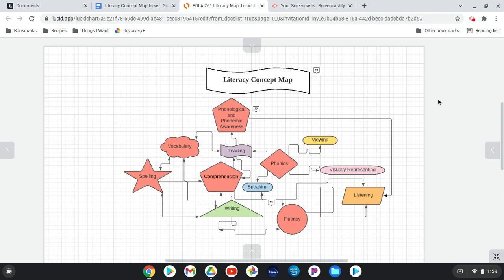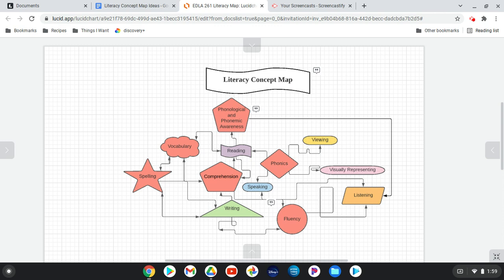And as you'll notice, the constructs are in one color and then the processes are in another. I think that this just makes it easier to look at and to understand. And if we take a closer look at the map, I noticed that while working on this, there were a lot of arrows that were pointing towards the reading process, the comprehension construct, and the writing process.